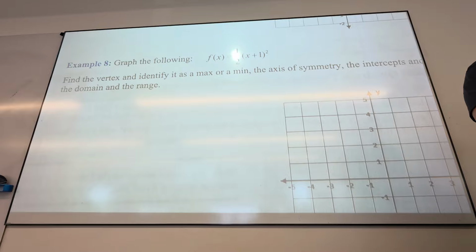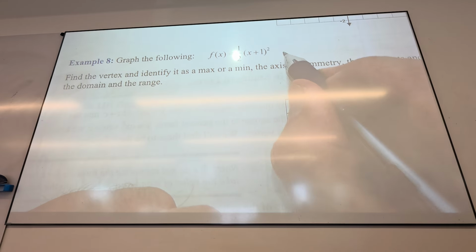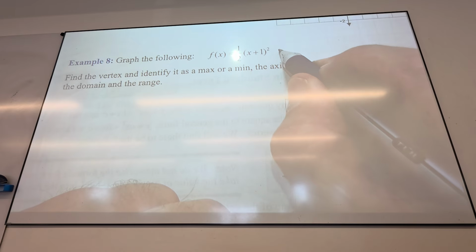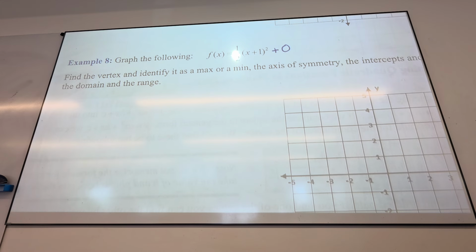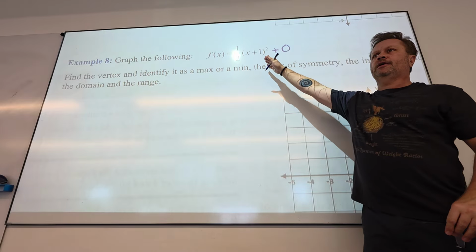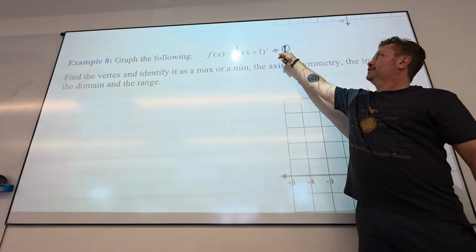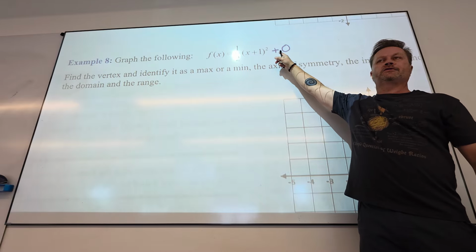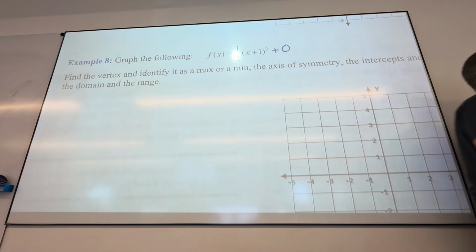Do it again. There's no number out here, correct? So if there's ever something that's not here, I can just put plus 0 if I want to. You don't have to. But now, what's the vertex? Is it in the right form? A(x minus h) squared plus k, right? So what's the vertex? Negative 1, 0.